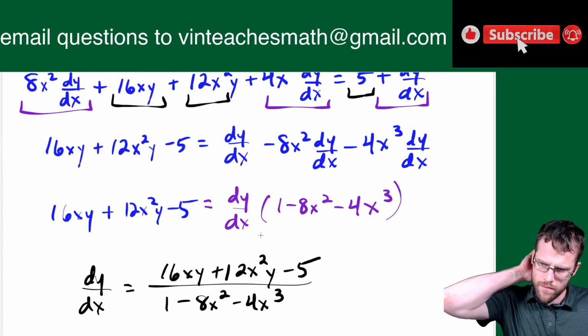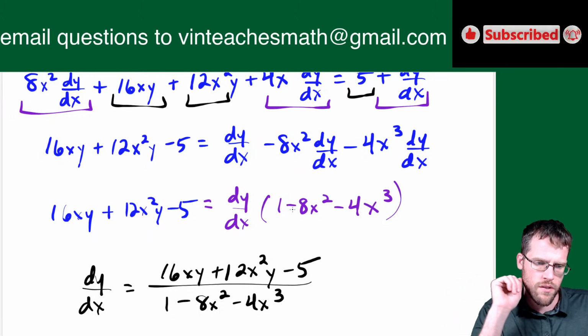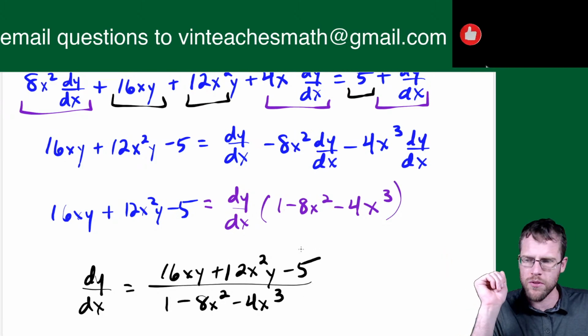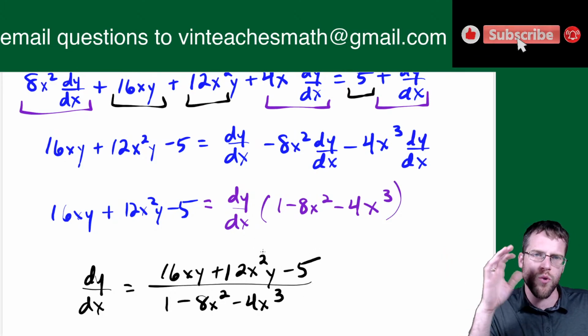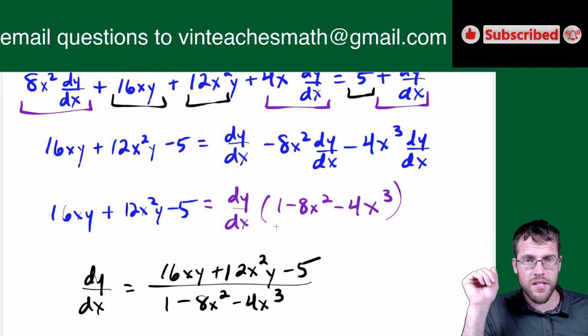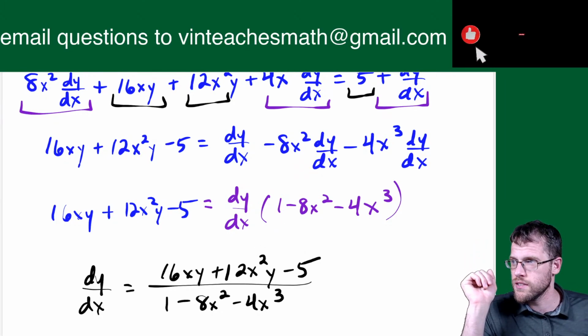All right. So that should be it. The only way it could look different is maybe the top and bottom is multiplied by negative 1, or the order of some of the terms might be swapped. That's about it. But implicit differentiation.